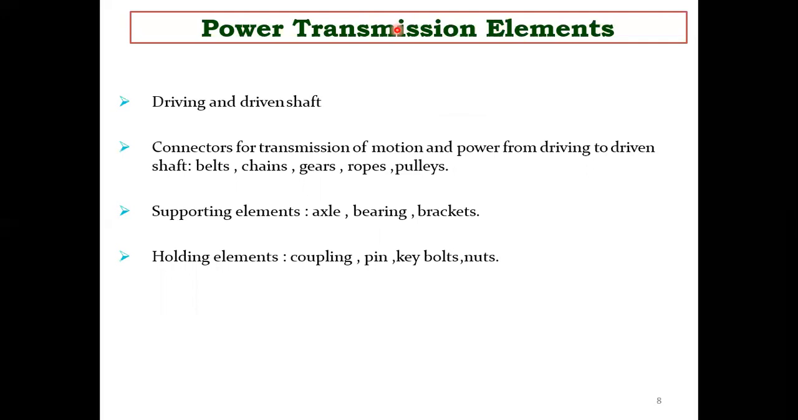Power transmission elements are the driving and driven shaft connectors for transmission of motion and power from the driving to the driven shaft: belts, chains, gears, ropes, pulleys. Then supporting elements: axle, bearing, brackets. Then holding elements: coupling, pin, key, bolts and nuts. These are the elements required for power transmission systems.